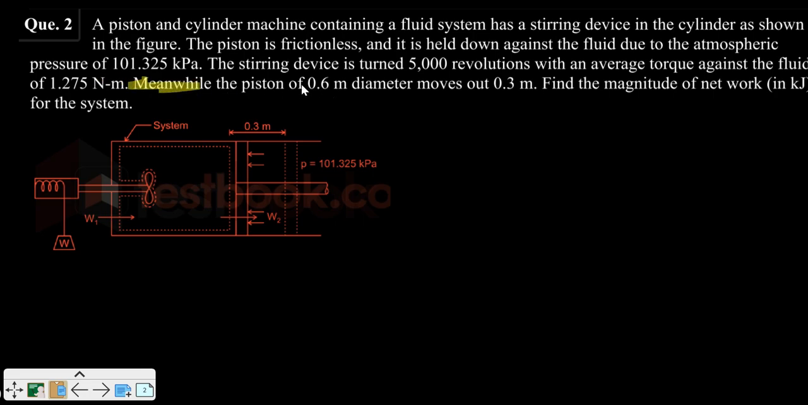And meanwhile, the piston of diameter 0.6 meter is moving out by this length. So this much movement is taking place. That means from here to here, this distance is 0.3 meter, right? And we need to find out the magnitude of net work, so we have to find out the net work interaction.